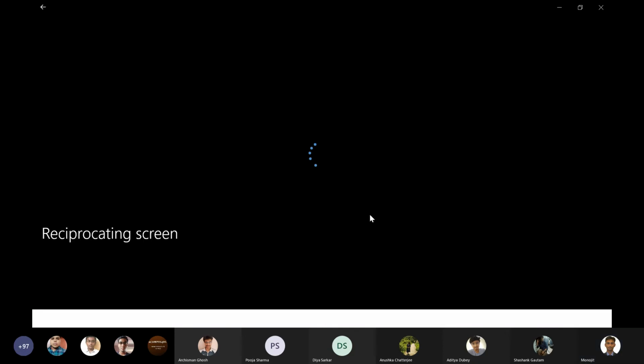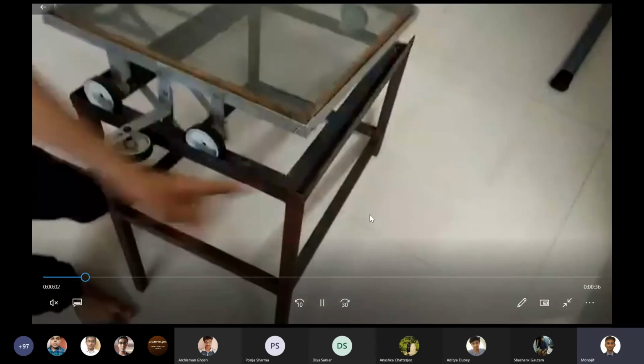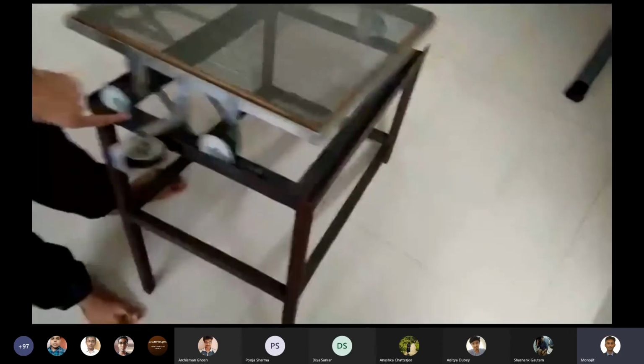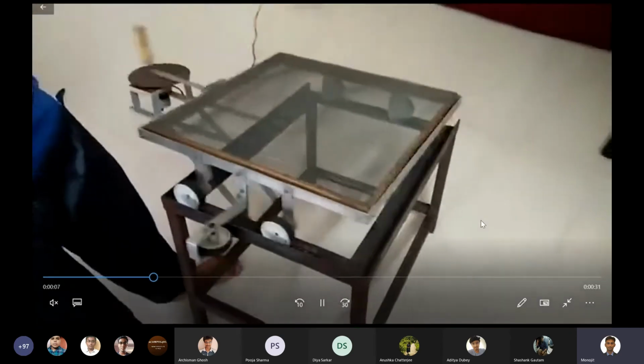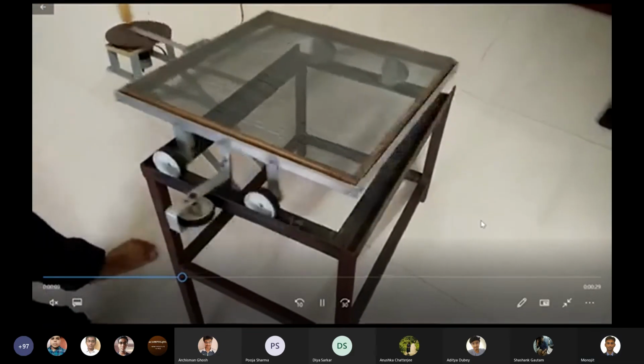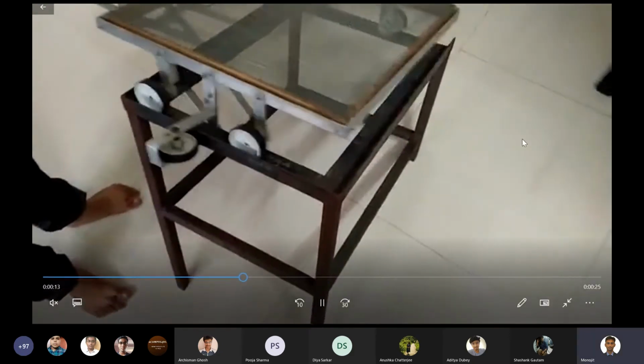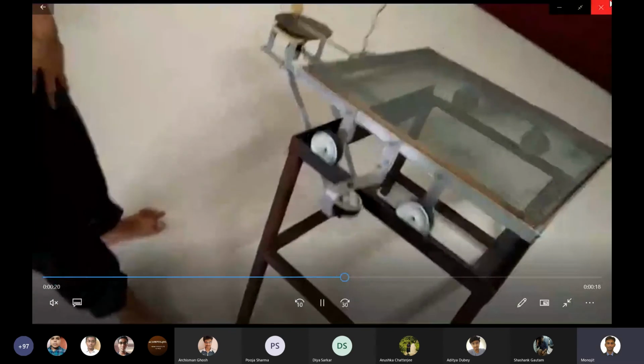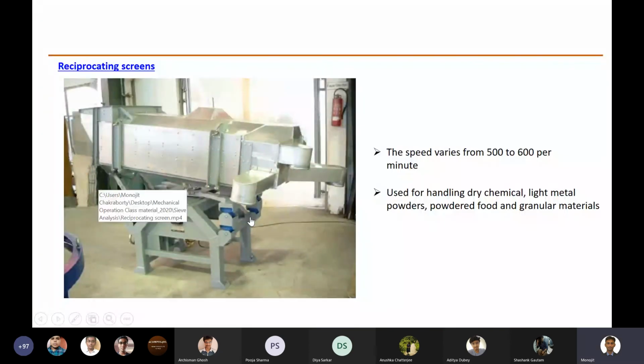I'll share it. Didn't I get a video from the industry itself? So this is the reciprocating action that you will see. And this reciprocating action you can get by using a shaft. A very good video, but still something to make you understand how it operates.